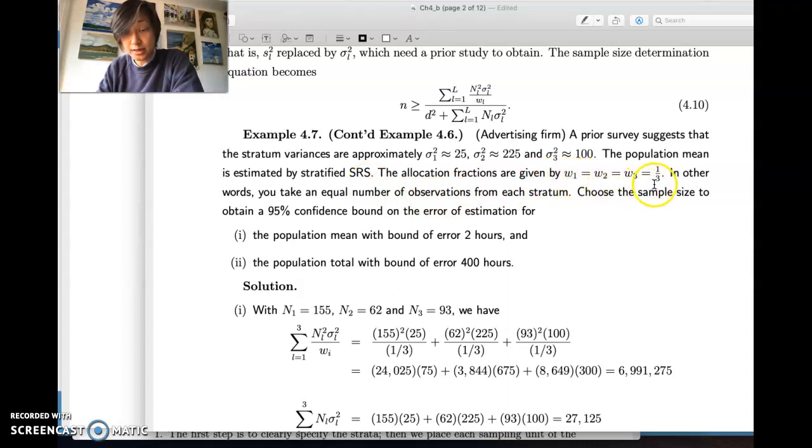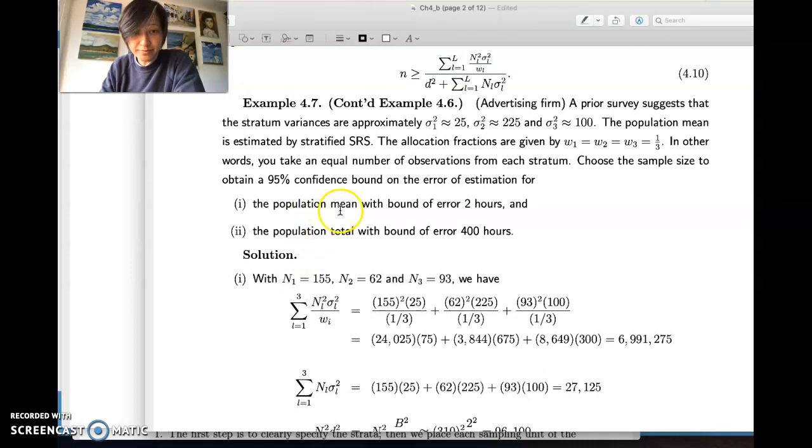W1, W2, W3. They are all 1/3. So we equally divide them into three strata. In other words, we take an equal number of observations from each stratum. Choose the sample size to obtain a 95% confidence bound on the error of the estimate. Now we're given the population mean with bound of error of 2 hours.